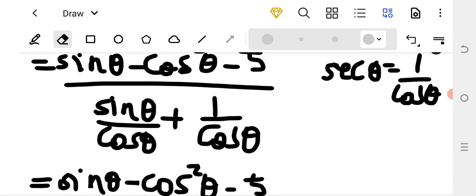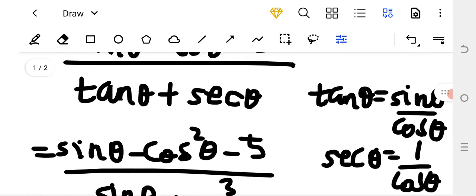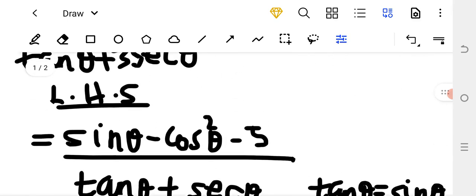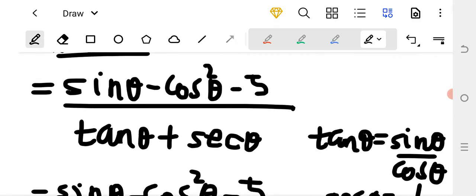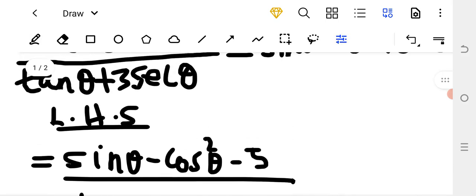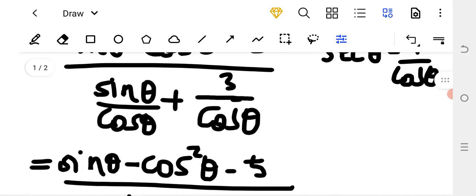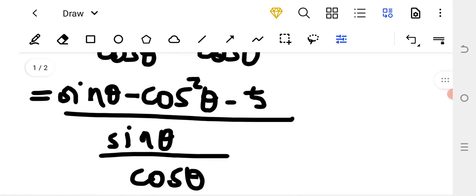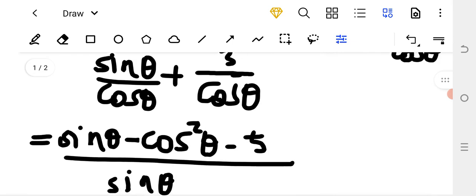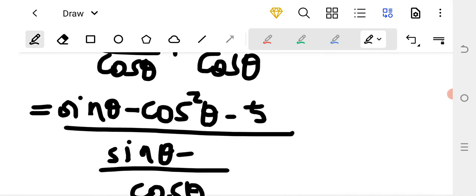Sorry for this, we're supposed to have a positive 3 here. It was an oversight from me because it was 3 sec theta, not just sec theta. It was supposed to be plus 3 sec theta there, so it's supposed to be 3 over cos theta. So cos theta into cos theta is a 1, then multiplied by that 3, it's going to be plus 3.